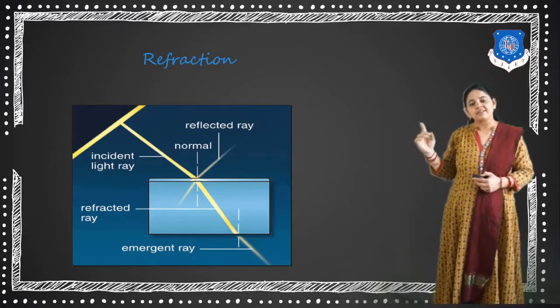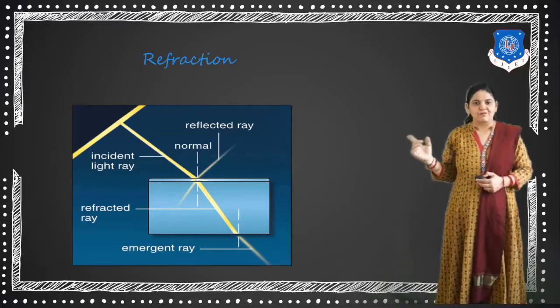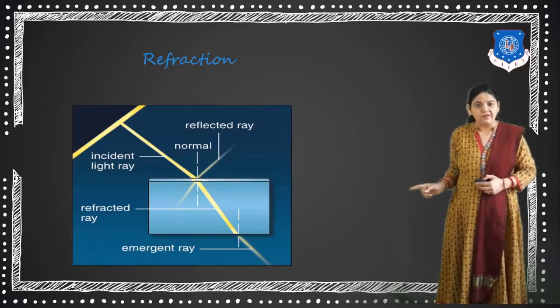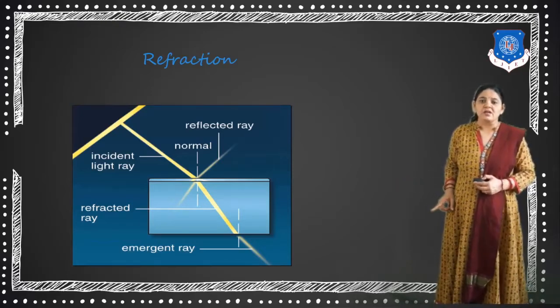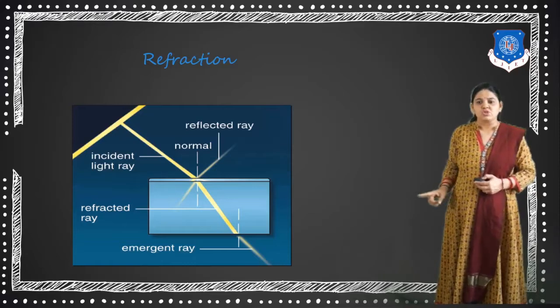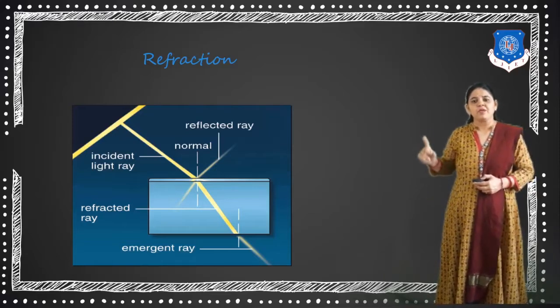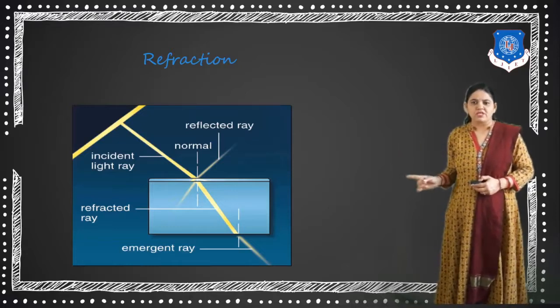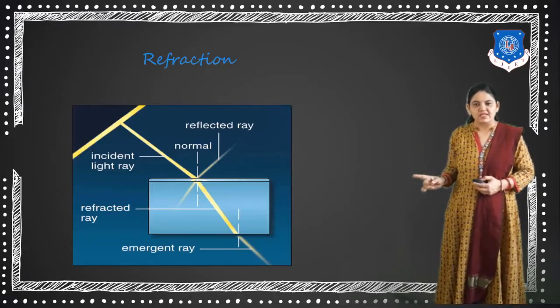Here you can see the incident ray passing from the air medium to the denser medium, and again from the denser to the rarer medium. In the diagram, the incident ray makes an angle with the normal, that is the angle of incidence.